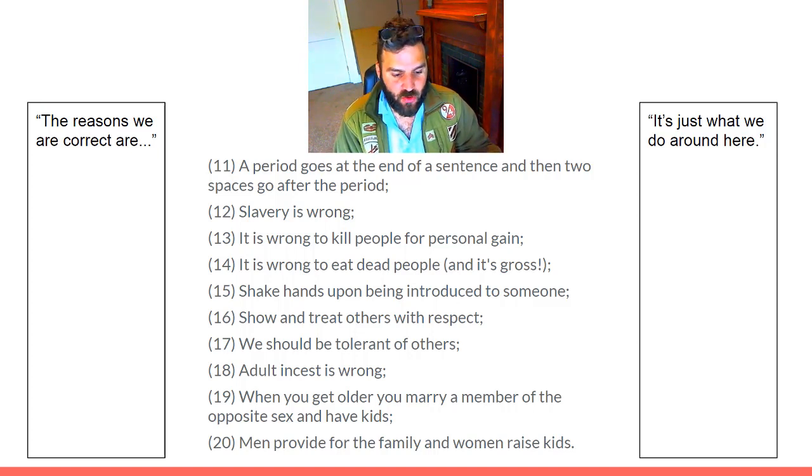Shake hands upon being introduced to someone. Show and treat others with respect. We should be tolerant of others. Adult incest is wrong. When you get older, you marry a member of the opposite sex and have kids. Men provide for the family, and women raise kids.